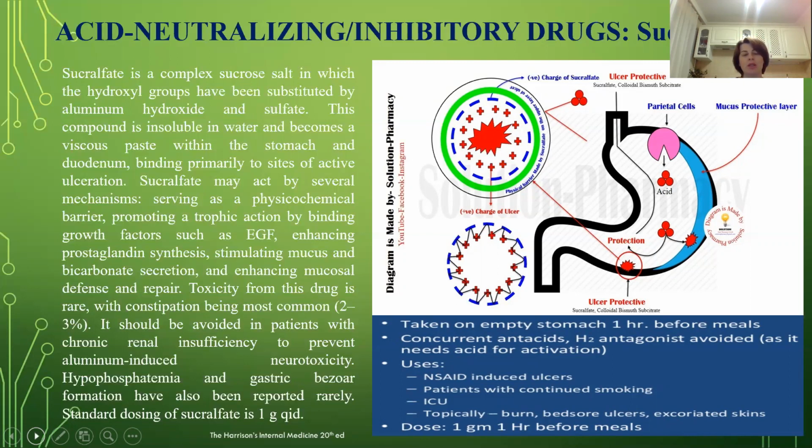Hypophosphatemia and gastric bezoar formation have also been reported, but rarely. Standard dosing of sucralfate is 1 gram 4 times a day. Nowadays it is used in treatment of peptic ulcer very rarely, but can be an additional drug if previous drugs have failed or their effect is not enough, and there is no complete improvement of the symptoms in your patient case. Taken on an empty stomach 1 hour before meals, it can be prescribed for treatment of NSAID-induced ulcers, patients with continued smoking, topical burn or exacerbated ulcers.